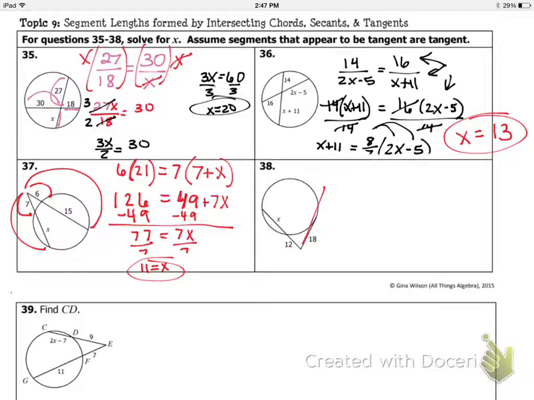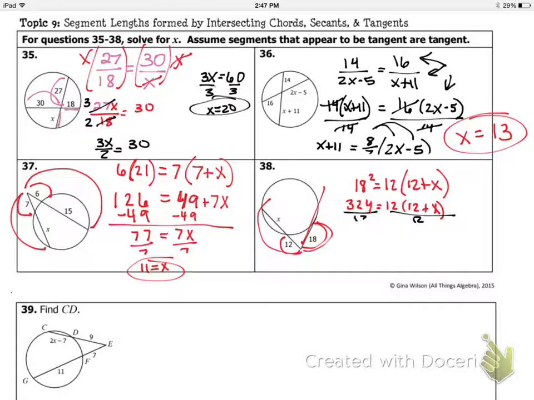the side of the 18 doesn't have a full side here, so it's just going to be 18 times 18 equals 12 times 12 plus x. Which is no big deal. I'm going to pause and get these numbers here. And then, okay, so I got my 18 squared is 324. Instead of distributing that 12 in, I'm just going to divide both sides by 12 instead. 324 divided by 12 is 27 equals 12 plus x. Something plus x equals 27. Turns out that number is, spoiler alert, 15. 15 equals x.